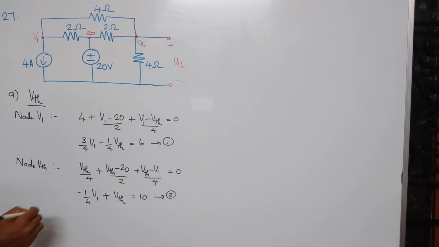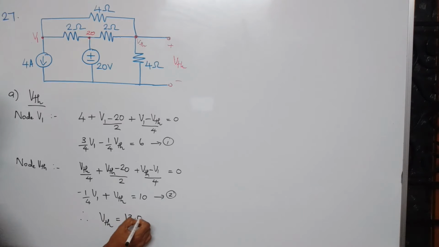So 2 equations, 2 unknowns. We can solve it and we'll get VTH is equal to 13.09 volt. Thus we got VTH. Now we need to find RTH. For that we have to short circuit all the voltage sources and open circuit all the current sources.